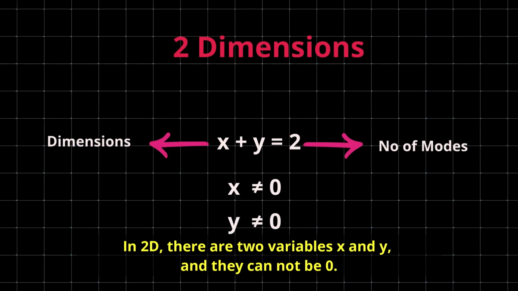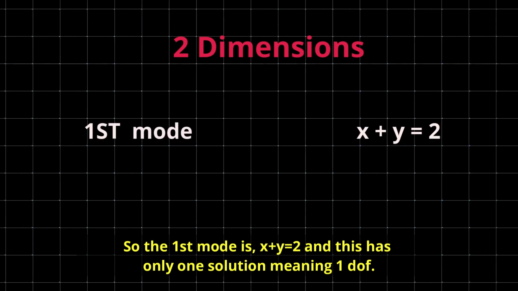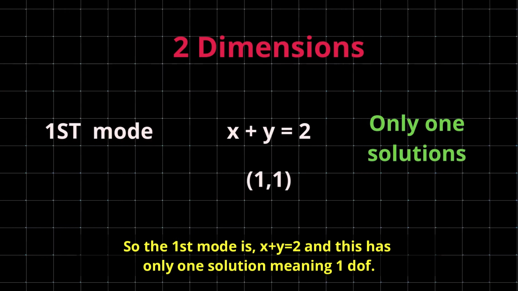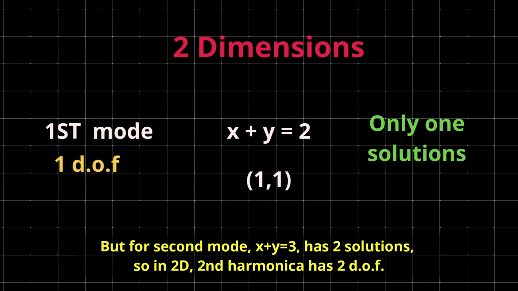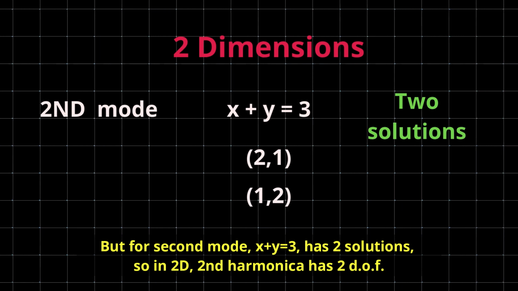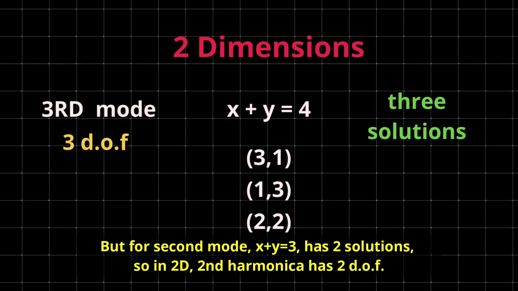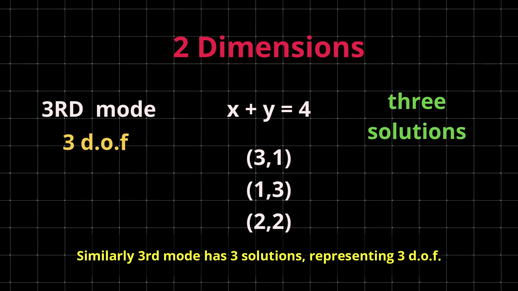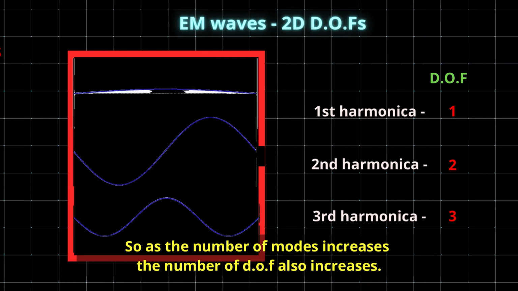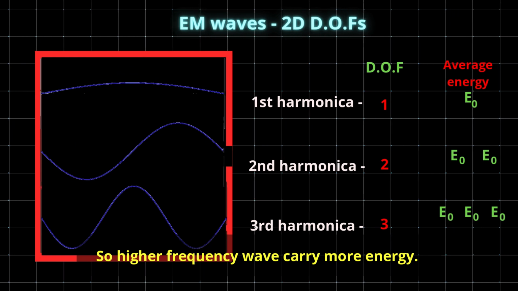In 2 dimensions, there are 2 variables, x and y, and they cannot be 0. So the first mode is x plus y equal to 2, and this has only one solution, meaning 1 degree of freedom. But for the second mode, x plus y equal to 3 has 2 solutions. So in 2 dimensions, the second harmonic has 2 degrees of freedom. Similarly, the third mode has 3 solutions, representing 3 degrees of freedom. So as the number of modes increases, the number of degrees of freedom also increases. So higher frequency waves carry more energy.